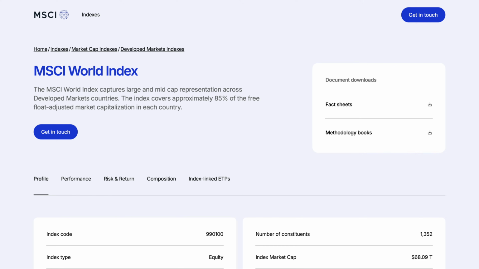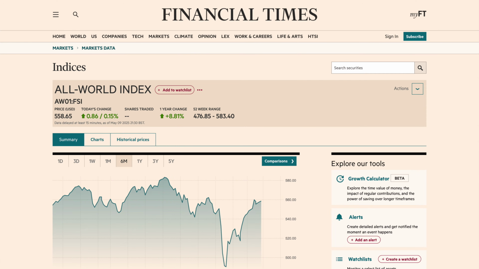So let's take a look at the differences between the MSCI World Index and the FTSE All World Index, so that you know exactly what you're investing your money into if you decided to invest into one of these via a global index fund or an ETF. On paper, they might look like they do the same thing. They both invest into mid to large companies all around the world, but there are some pretty big differences that you'll need to consider before you invest.